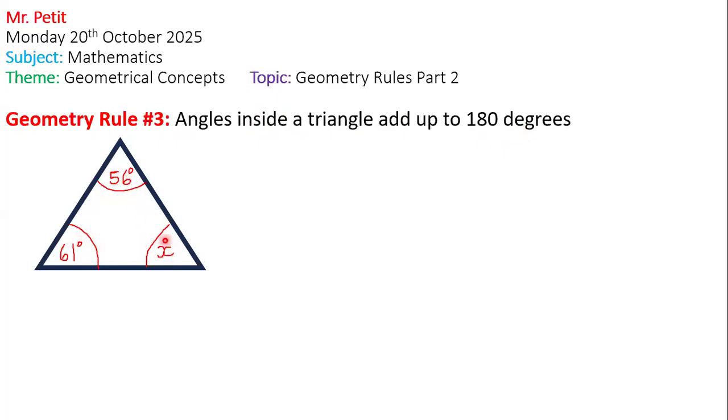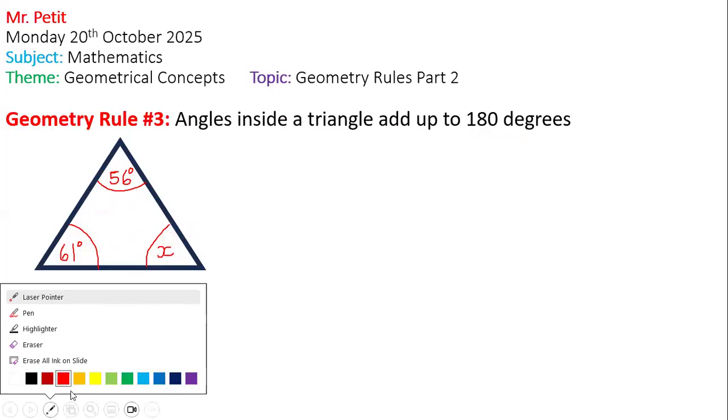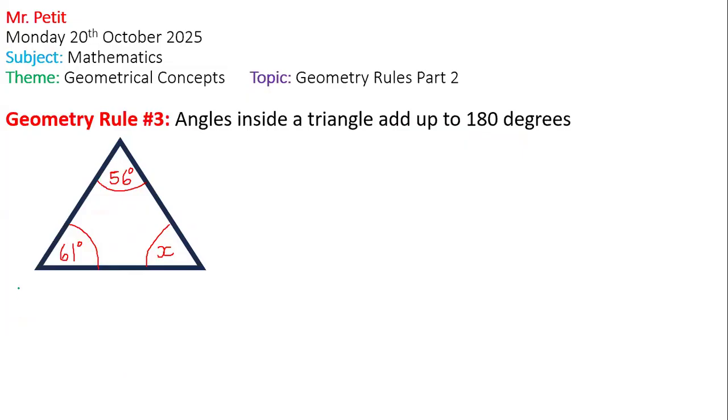The only thing is that we don't know what x is. So in order to get x, why don't we just add these two values? And since we know that all of them must equal 180 degrees, we're just going to subtract. So that's the idea. First things first, we're going to add.